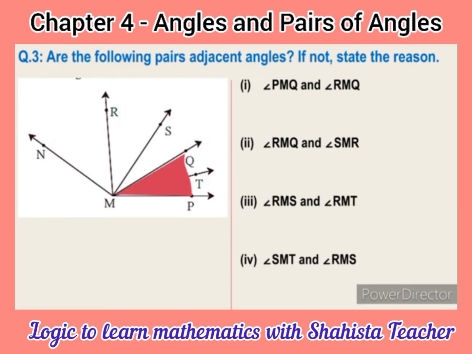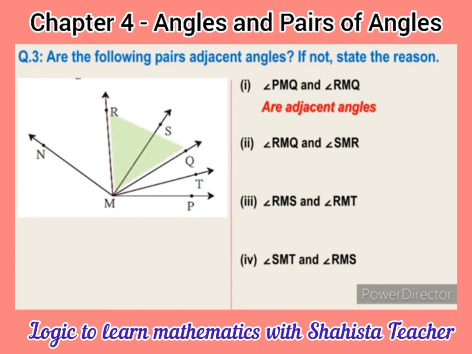So here on this red color portion, as you can see, PMQ, and now yellow color portion, RMQ. So here PMQ and RMQ. So this red one and this yellow one. For your understanding, I am using these two separate colors. So are they adjacent angles? Why? Because as you can see, they both have common vertex, that is M. So PMQ and RMQ are adjacent angles because their common vertex is M. So yes, they are adjacent angles.